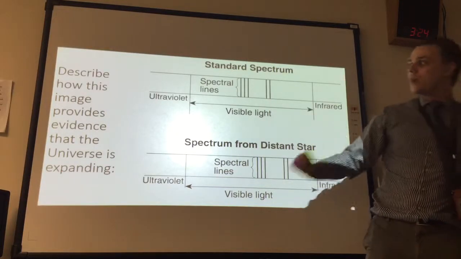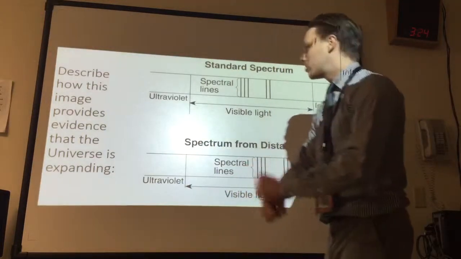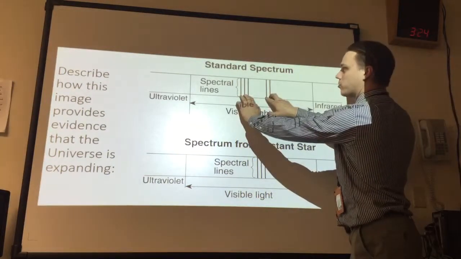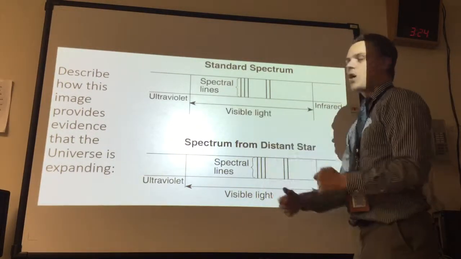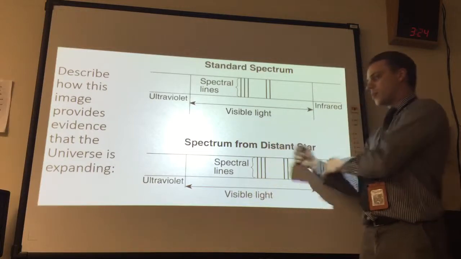So this question: describe how this image provides evidence that the universe is expanding. The spectral lines are shifted towards the red from this distant star.